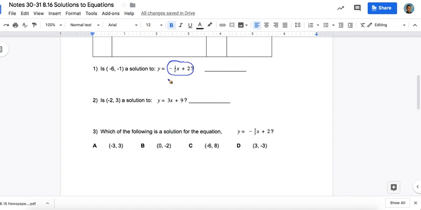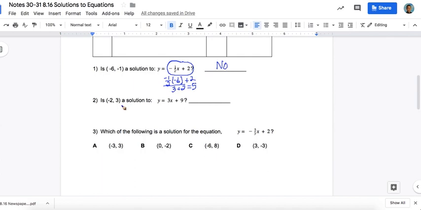So let's see here. So we're going to do -1/2 times my x value, which is negative 6, plus 2. Negative 1/2 times negative 6 would be positive 3. And 3 plus 2 is 5. Is my y value 5? No. Okay, so that is not correct. So we write no solution. Because when the x is negative 6, that means the y value should be 5, because that's what I got when I plugged in negative 6.